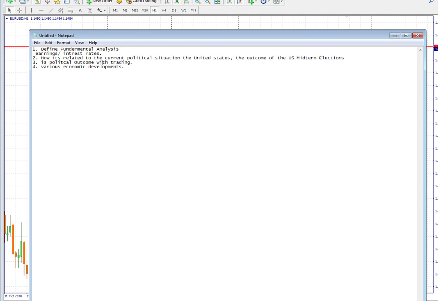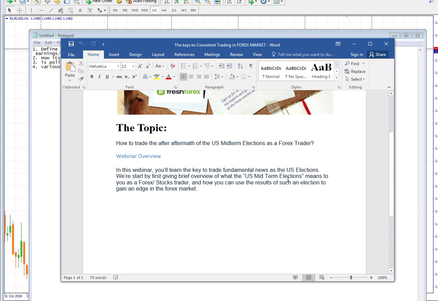From the announcement which we had, we actually said that we are going to look at the first thing. We'll first start by giving an overview of what these elections mean, and then we also look at how we can use that to gain an edge in the forex market. So there's something which I picked online, and it says that midterm elections take place, not surprisingly, in the middle of the president's 4-year term.